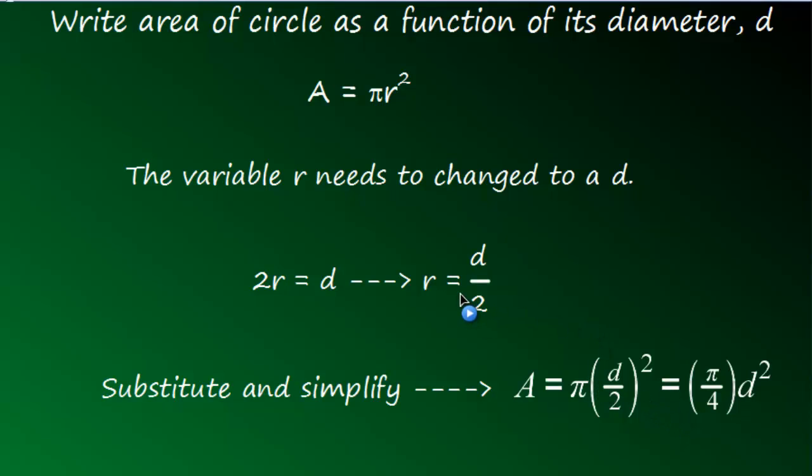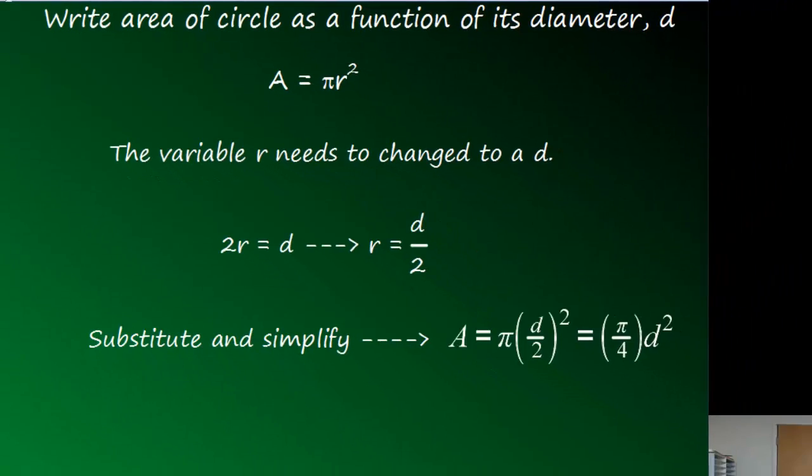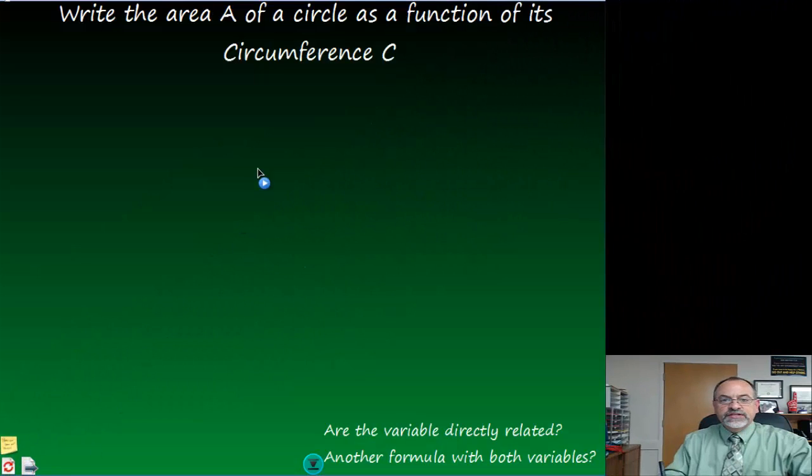So what you need to do then, if the variables are not directly related, is think about another equation that involves the two variables you're thinking about. Solve one in terms of the one that needs to be replaced, and then you can replace it. So let's take another example.